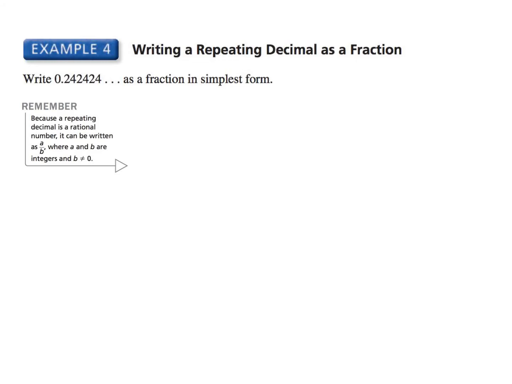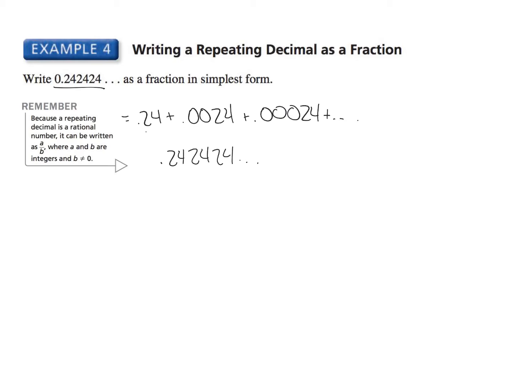For this example, you guys are going to be changing this repeating decimal into a fraction. So the cool thing about this is if you look, this is 0.24 plus 0.0024 plus 0.00024 plus so on and so forth, right? If you see when we add it together, that's how we get 0.242424, so on and so forth. So hopefully you guys see that connection, that's what this is.